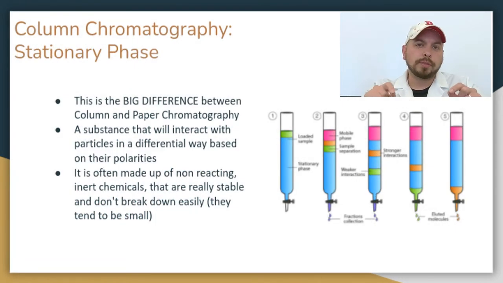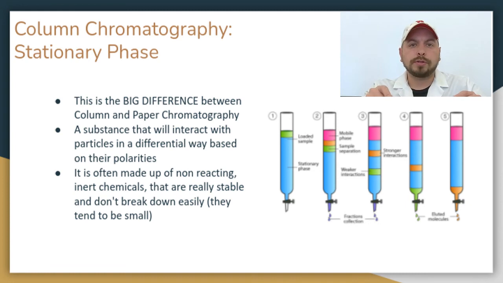Then in column chromatography, the stationary phase is the big difference. The stationary phase in column chromatography is actually a substance which is going to interact with the particles in a differential way based on the polarity of the particles. So the stationary phase is often made of non-reacting or inert chemicals that are really stable and don't break down easily. Okay? They're also generally very small.